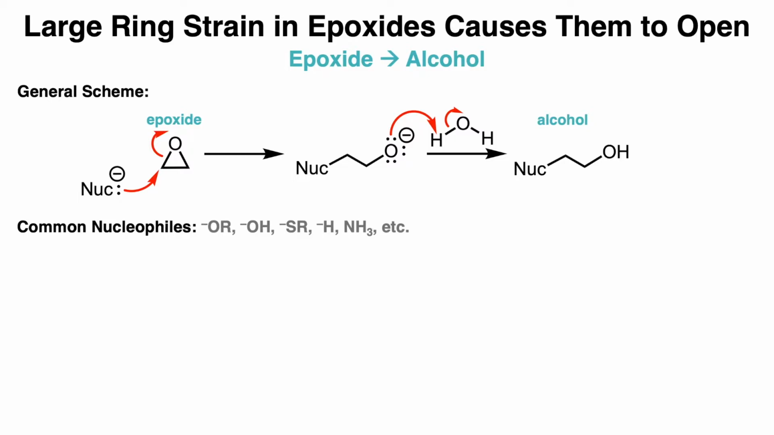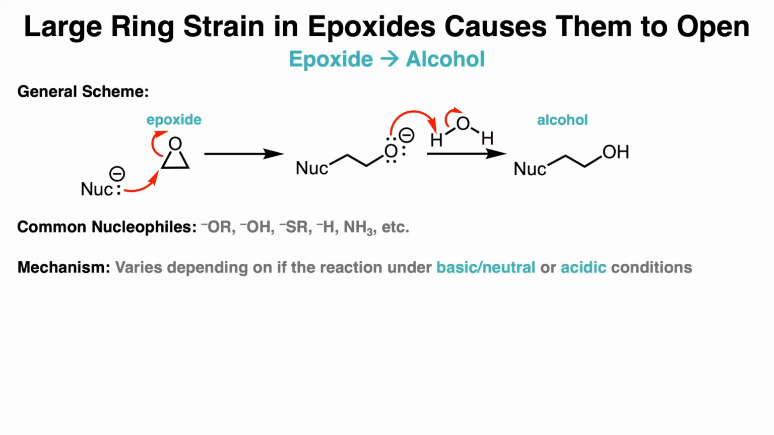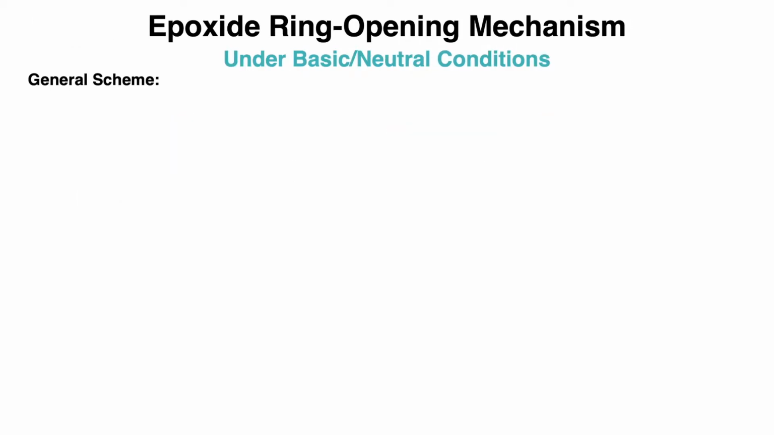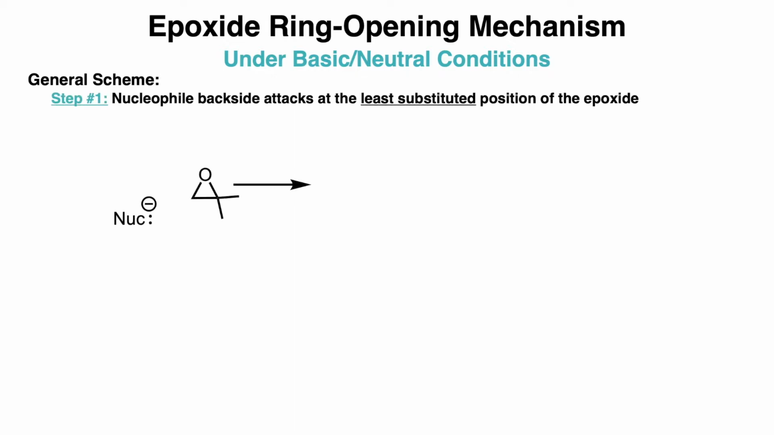to be strong nucleophiles. The mechanism of a ring opening reaction depends on if the reaction is under basic/neutral conditions or if it's under acidic conditions. So let's go over both cases. Under basic/neutral conditions, the first step is that a nucleophile will backside attack the least substituted carbon of the epoxide if it is an asymmetrical epoxide like the one shown here.